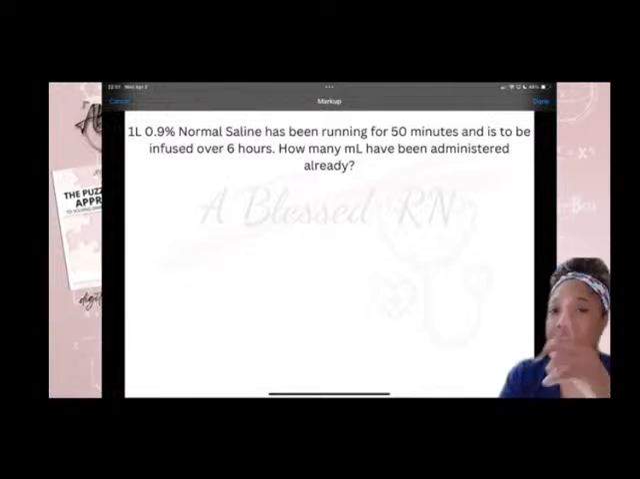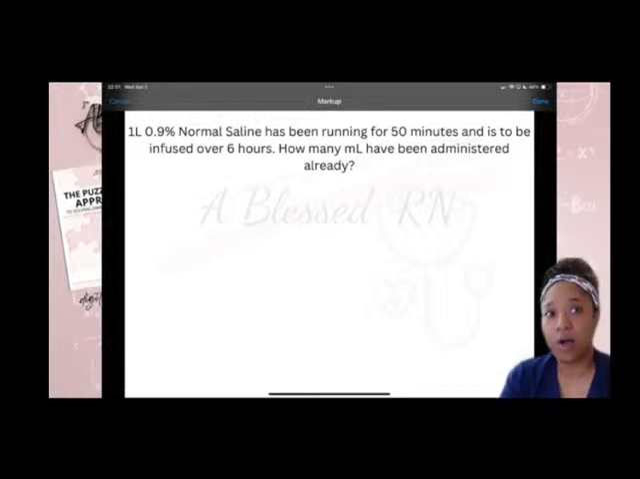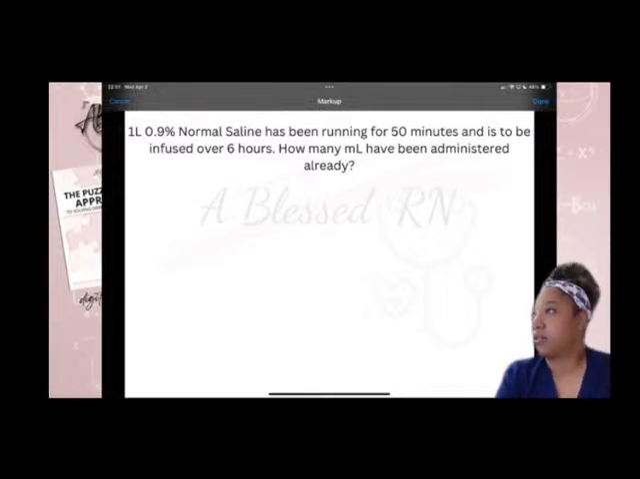Okay, so we got 1 liter of normal saline. You see that 0.9? You like, oh, what I got to do with it? Nothing. It's fluff. It's just the type of solution, just like the name of a medicine. Okay, don't get thrown off by the numbers. Not all numbers are equal. All right, so 1 liter, and it's been running for 50 minutes.